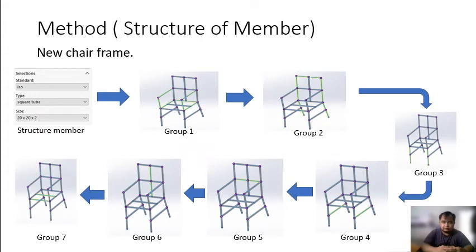Okay, this is the structure member of the new J frame. The standard is that we use the standard member as the original frame. Here we can see there are 7 groups involved. Group 1 involves the handle, group 2 involves the back frame, group 3 is the front frame, group 4 is the middle frame, group 5 is the joint, group 6 is the joint at the back frame, and group 7 is the top middle joint.